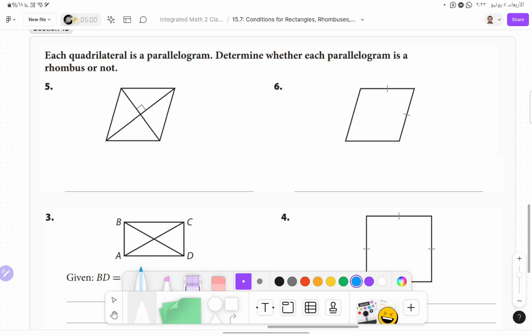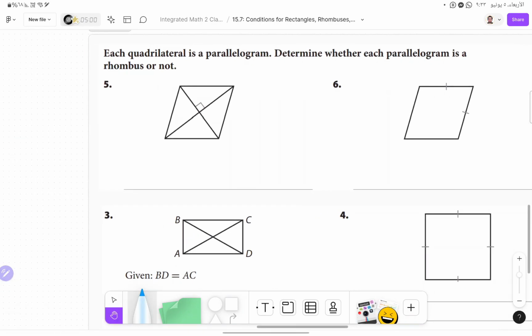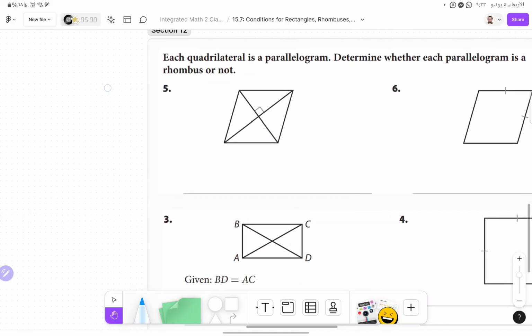Each quadrilateral is a parallelogram. Determine whether each parallelogram is a rhombus or not. Now, as you can see here, we need to understand whether this one is a rhombus or not a rhombus. What makes the rhombus special, the difference between rhombus and rectangle? If you remember, let me write it here.